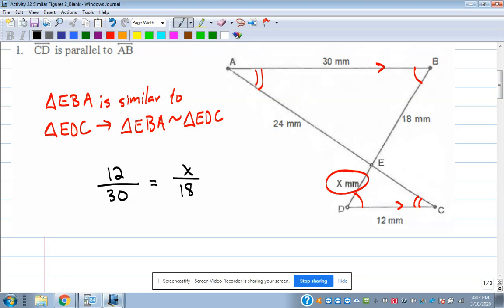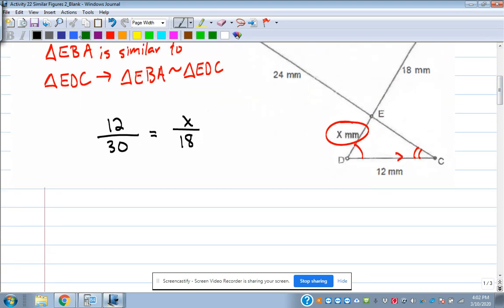Okay, and this is what I would do if I'm in geometry class in high school, which we did this today, so I'm pretty good at it. I've been working at it all day. So 12 over 30 will actually reduce, right? To what? 2 over 5. All right, so 2/5 is equal to x over 18.